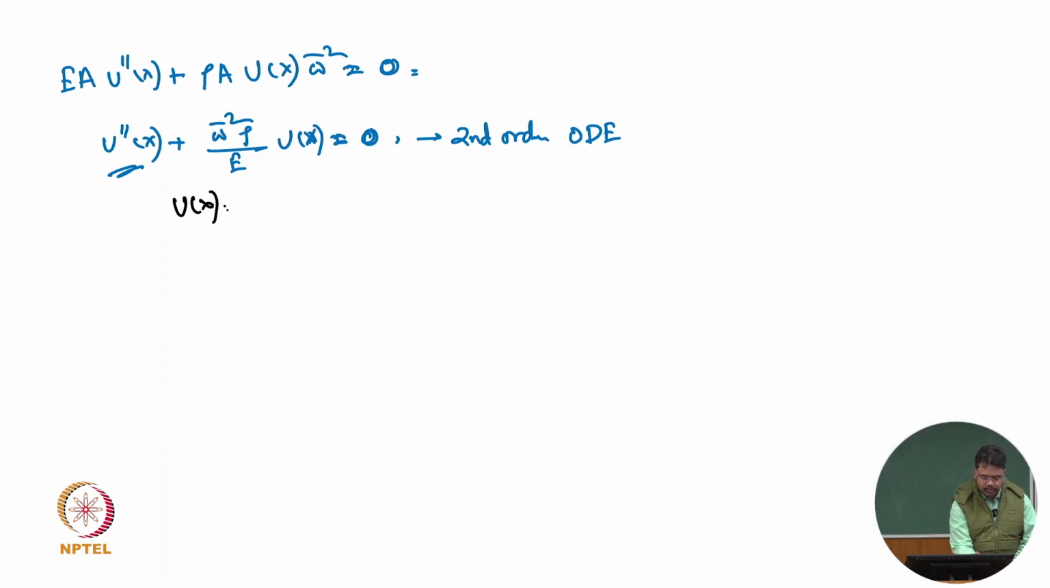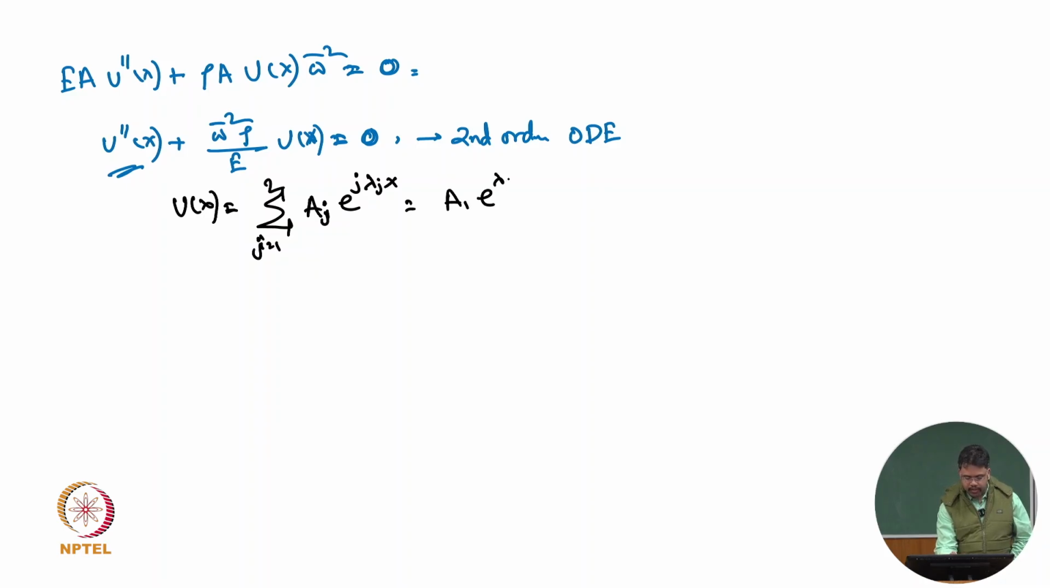So what should be the solution of a second order ordinary differential equation in this case? What can we assume? Ux will be equal to the summation of j equal to 1 to 2 aj e to the power of lambda jx, or in simple words, if I write a1 e to the power of lambda 1x plus a2 e to the power of lambda 2x. There should not be any j. Sorry. Agreed? We can write it this way.